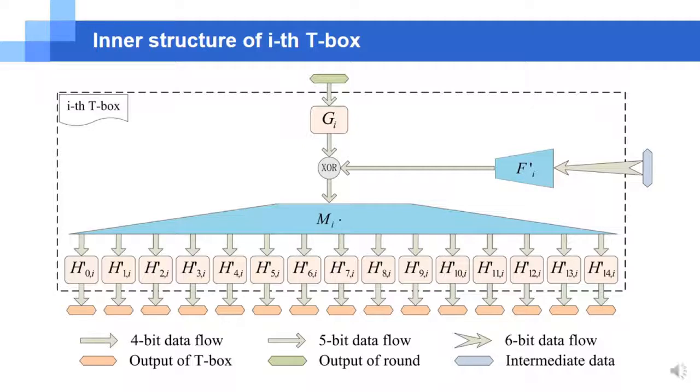Technically, the core components of our white box encryption algorithm are the T-boxes. A T-box is a lookup table which transforms a 5-bit and a 6-bit input into a 60-bit output. The inner structure of the T-box is illustrated in this figure. The design of T-boxes follows strategies 2, 3, and 4.